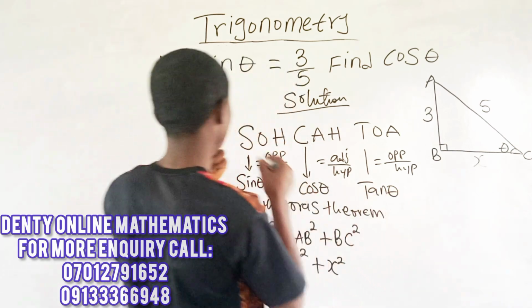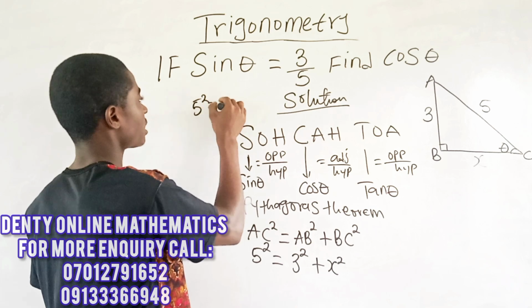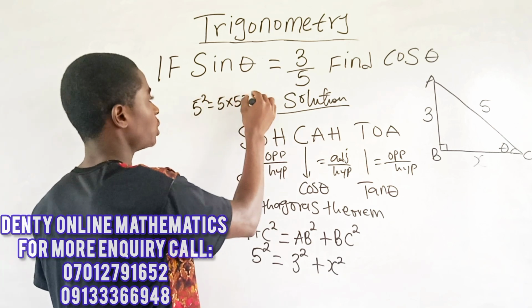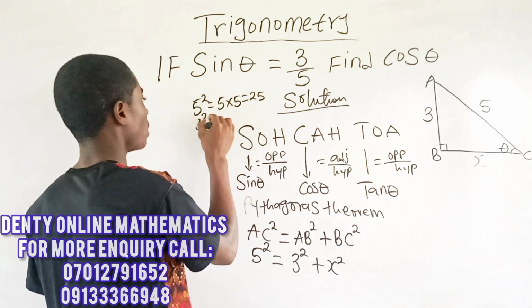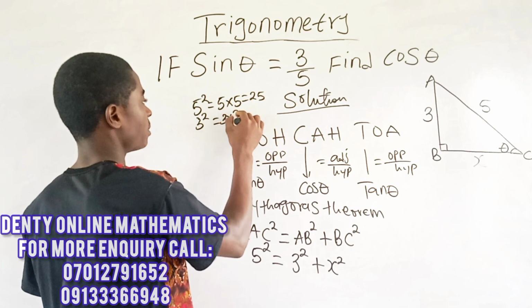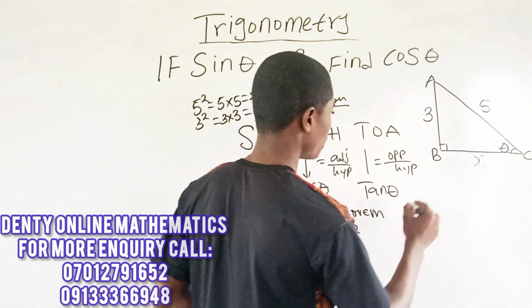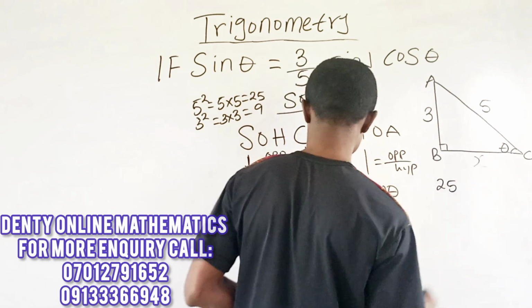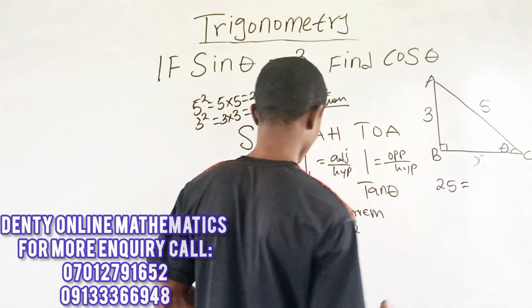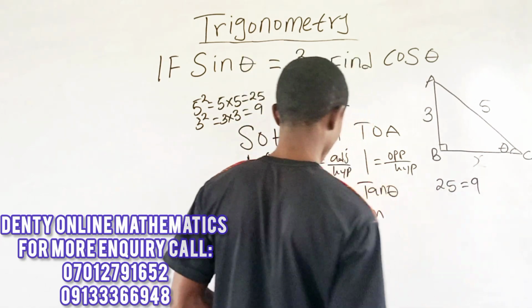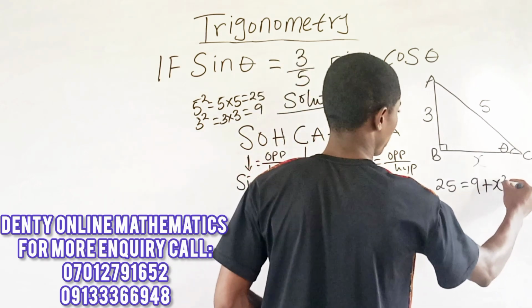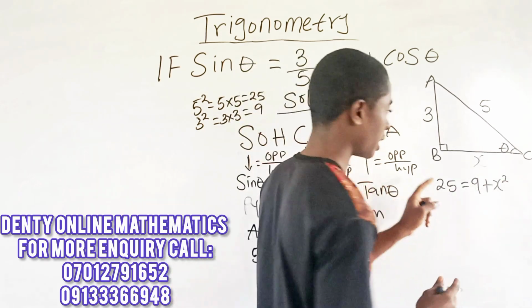5 squared is the same thing as 5 times 5, which is 25. Now 3 squared is the same thing as 3 times 3, which is 9. You get? So 5 squared here will become 25, equal to 3 squared here, which is 9, plus x squared.